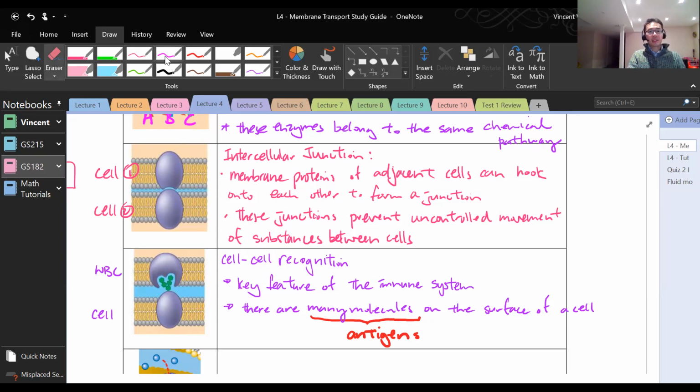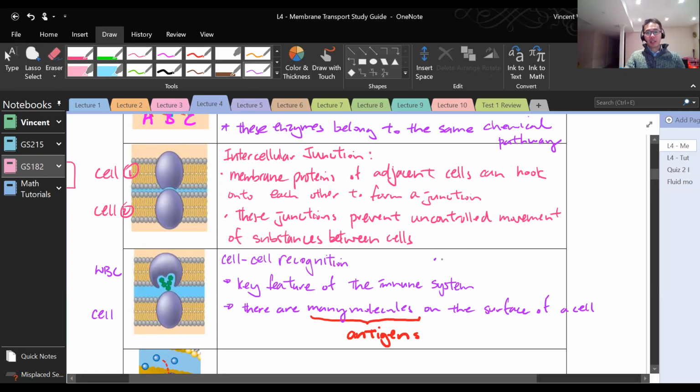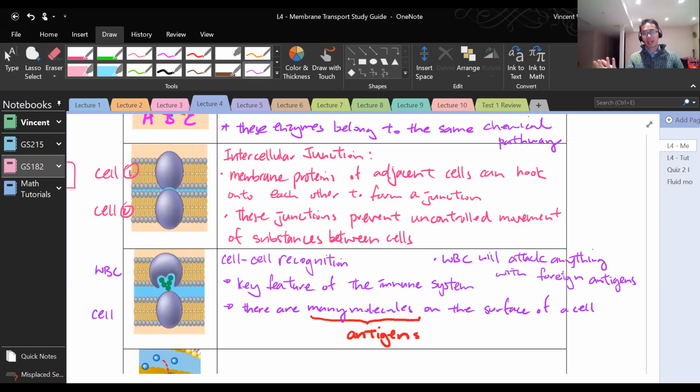Okay, I'm just gonna write one more point here. WBC, white blood cells, will attack anything with foreign antigens. Okay, foreign means outside of the body. Okay? I want to emphasize antigens are not necessarily bad. Okay, antigens are just these molecules on the cell. Right. So again, you have your antigens, I have my antigens.